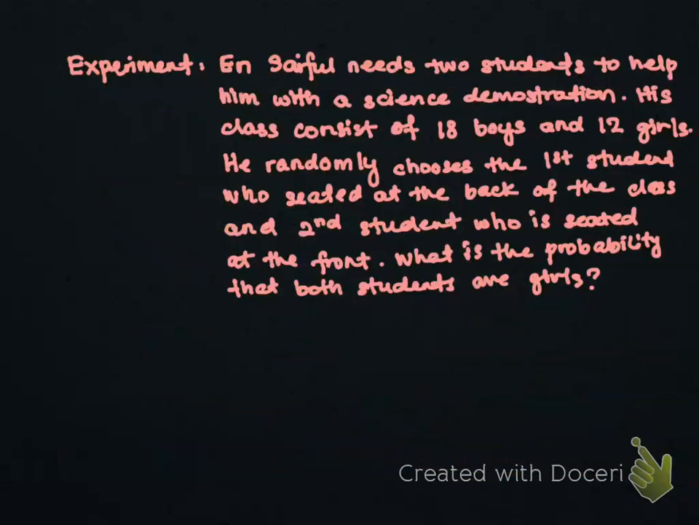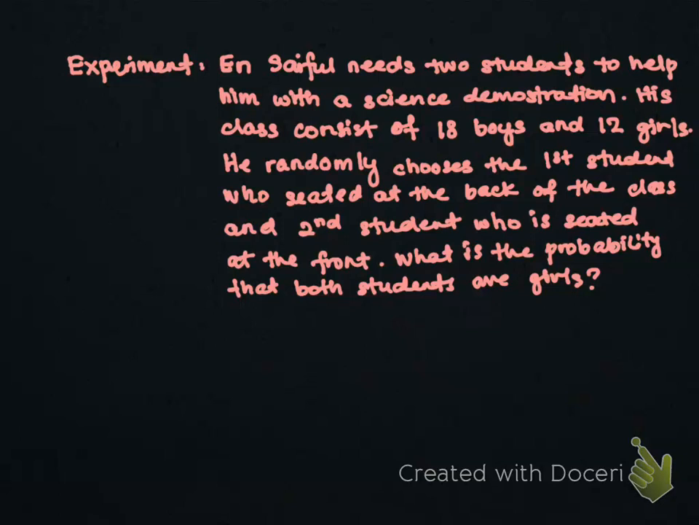Now we look at an experiment for this conditional probability. Encik Saiful needs 2 students to help him with a science demonstration. His class consists of 18 boys and 12 girls. He randomly chooses the first student who is seated at the back of the class and the second student who is seated at the front of the class. What is the probability that both students selected are girls?